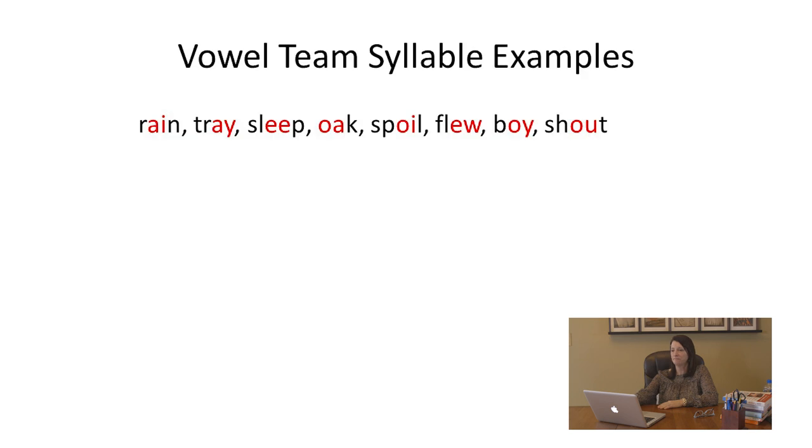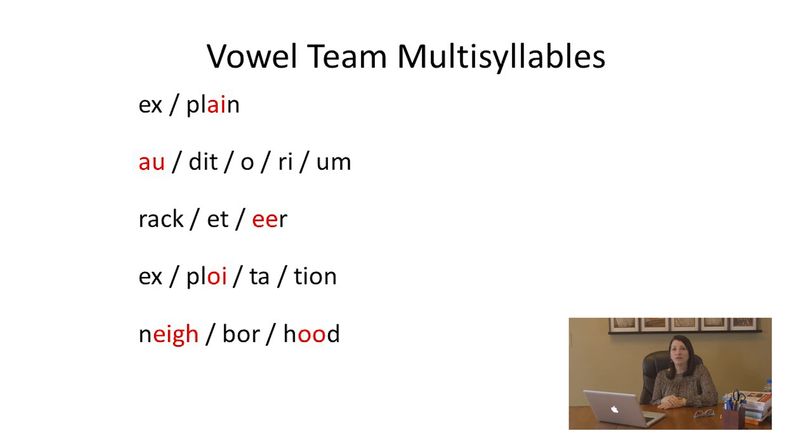Okay. All right, here are some single syllables with vowel teams in them, so that's pretty easy to understand. And here we're combining four kinds of syllable types. Exponentially more words are now accessible to our students. If you've got a discerning eye too, you'll notice that the last word, neighborhood, has a syllable type we haven't covered yet, so let's go to that one.